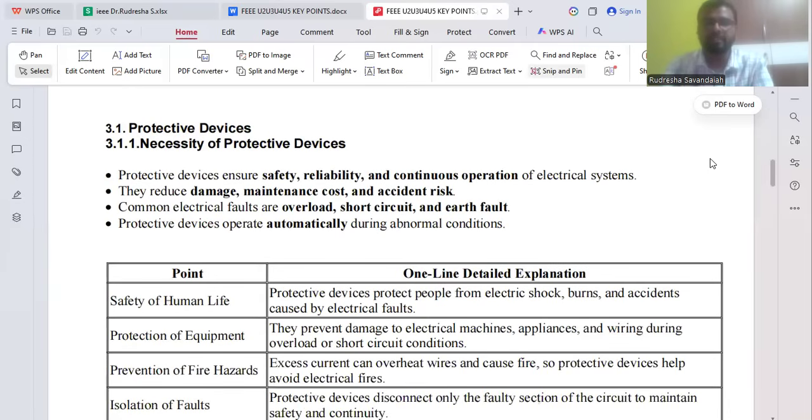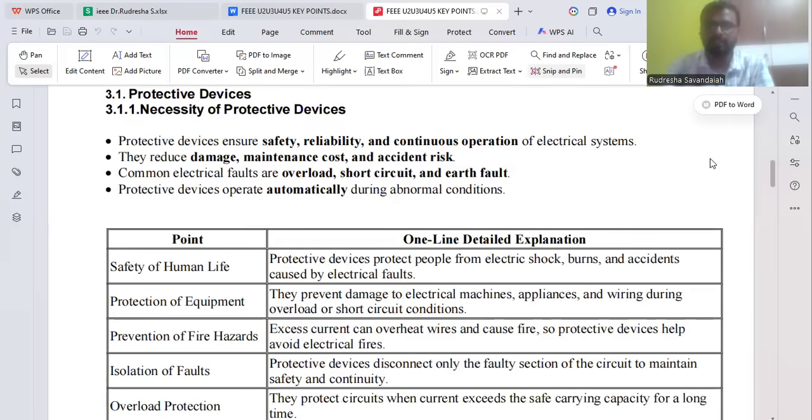Protective devices, that is very important. Necessity of protective devices: protective devices ensure safety, reliability, and continuous operation in electrical systems. They reduce damage, maintenance cost, and accident risk. Common electrical faults are overload, short circuit, and earth fault. Protective devices operate automatically during abnormal conditions.